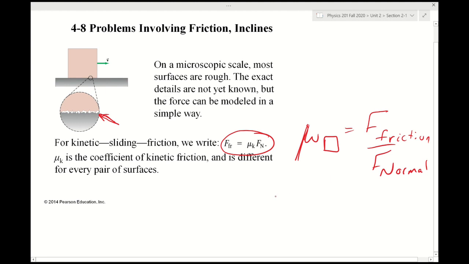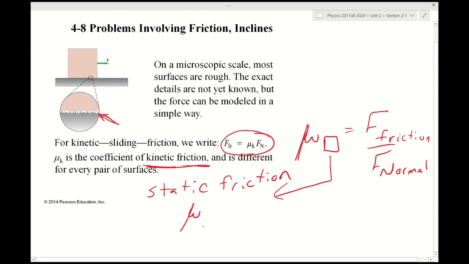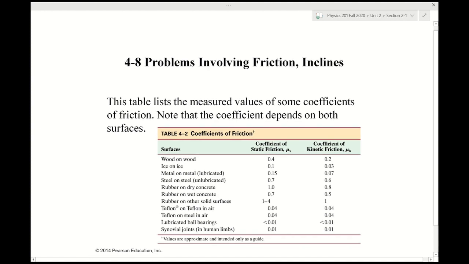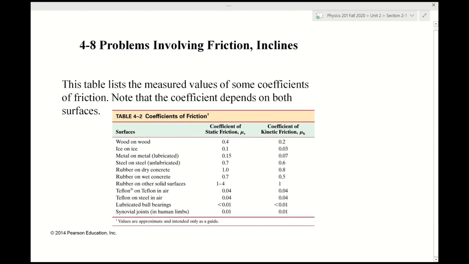And I'll put a box here because we're actually looking at two kinds. We're talking about kinetic friction, and then we're also talking about static friction. And they're both the ratio of the force of friction to the normal force, but they're indicated as mu sub k or mu sub s, respectively. And here you can see a table listing some coefficients of friction between various surfaces, both for static and for kinetic friction.